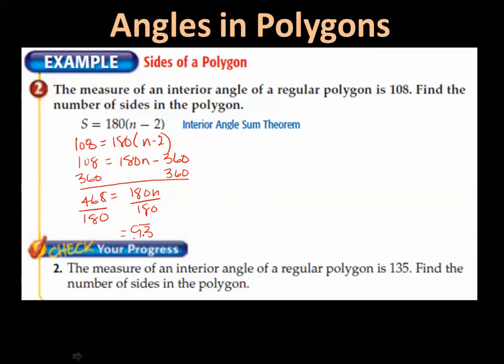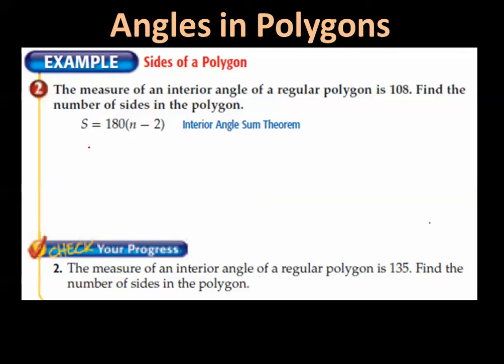I get 0.993, which tells me I've done something wrong. You've got to remember that whenever you're doing the sum of the interior angles, you're going to have 108, but you're going to have to multiply that by n, because that's the measure of one interior angle, and we don't know how many sides it has. So you have to include that n with your 108.